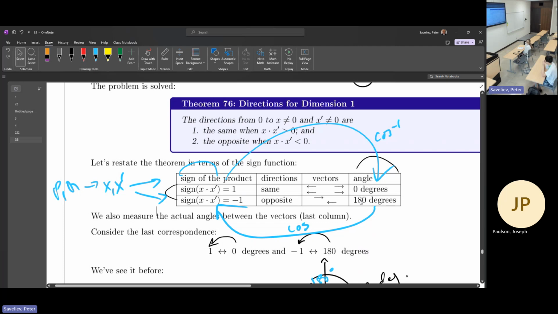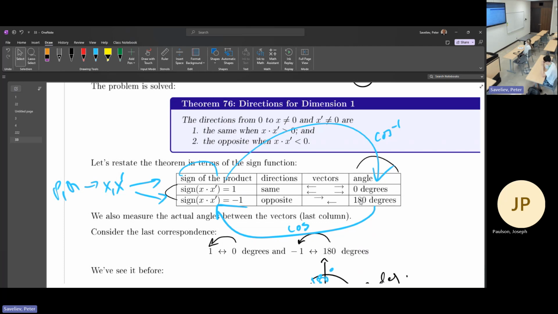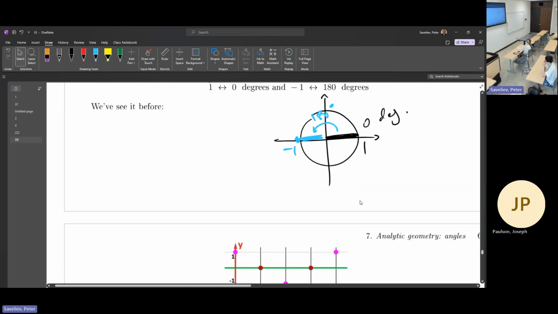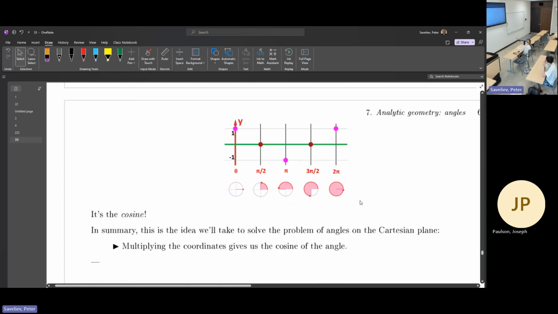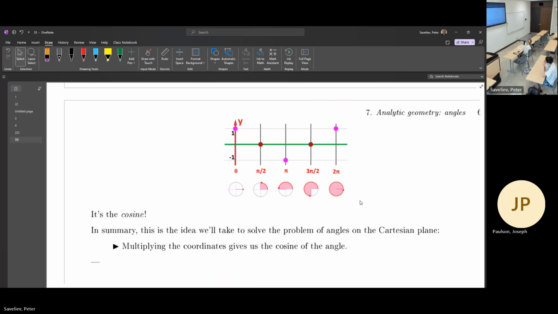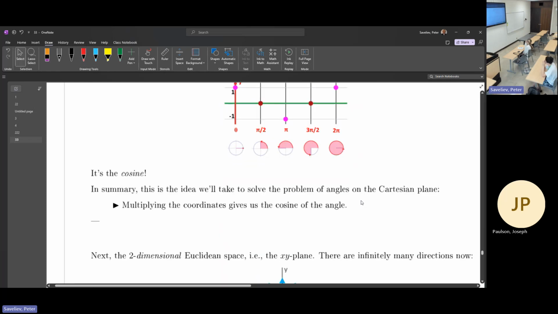Naturally, in dimension 2, it will be more complicated, but the story will be very similar in the sense that you're still going to do some multiplication, and then the cosine will also emerge. But for the time being, we don't really need to worry about that. This is the conclusion: multiplying the coordinates gives us the cosine of the angle. So that will continue on the plane in the two-dimensional case.